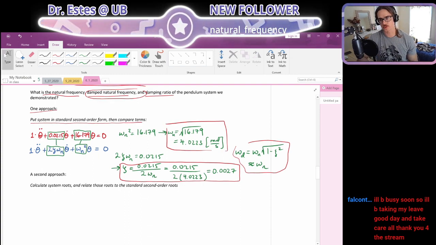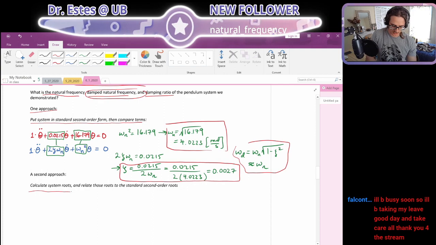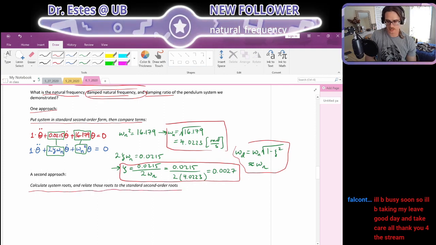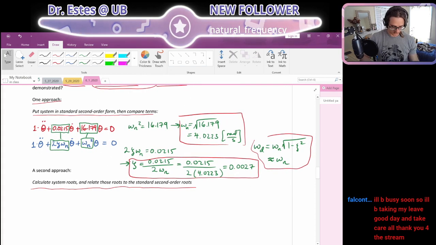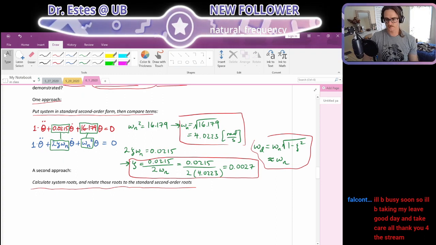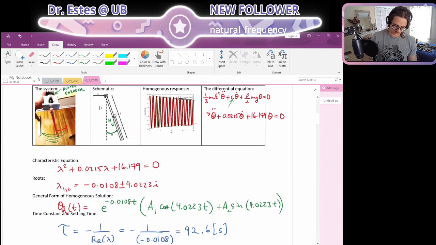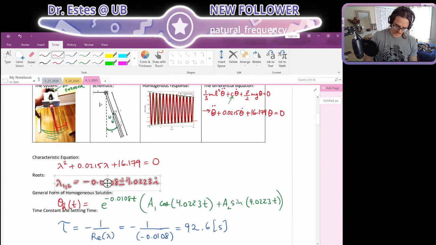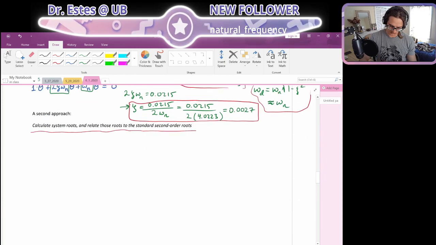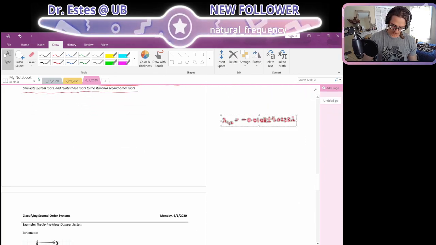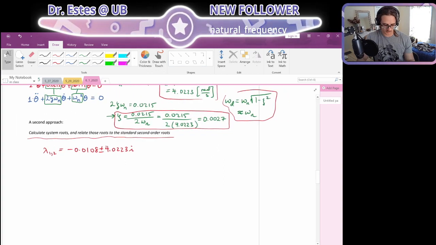Okay, a second approach. Calculate the system roots and relate those roots to the standard second order roots. All right. Let's copy the roots from up here. Copy. Paste. And bring it over. So those are the roots of our pendulum.